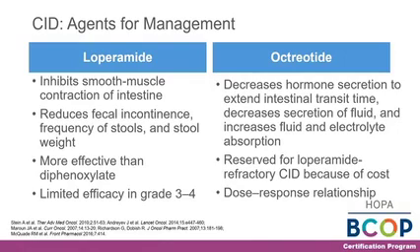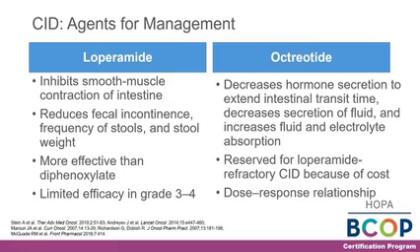For patients experiencing chemotherapy-induced diarrhea, there are two primary agents with data to support their use. These include loperamide and octreotide. Loperamide acts by inhibiting smooth muscle contraction of the intestine to ultimately reduce fecal incontinence, the frequency of stools, and stool weight. It has been shown to be more effective than diphenoxylate. However, its efficacy is limited in patients with more severe symptoms.